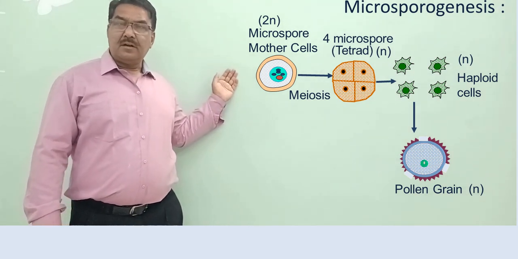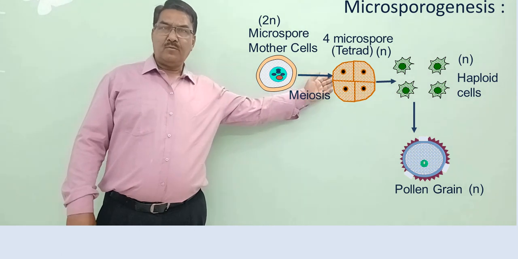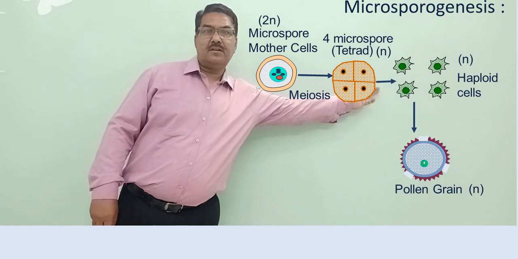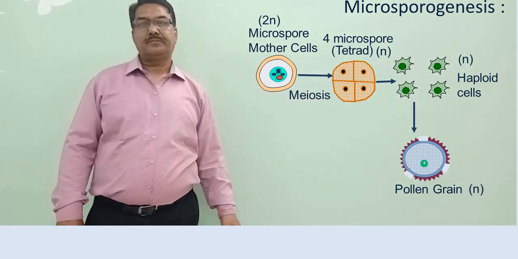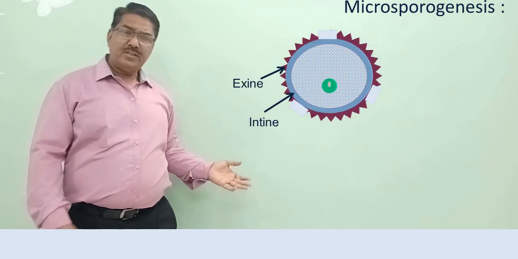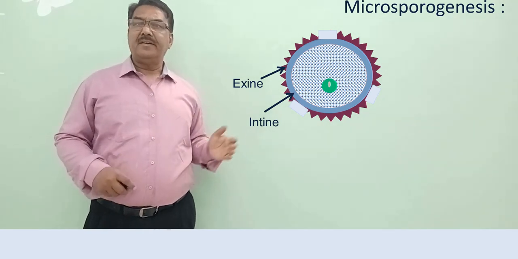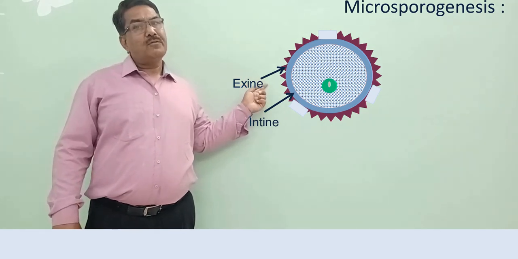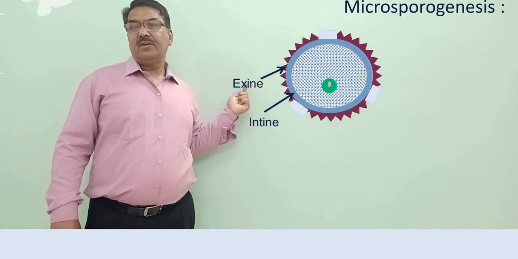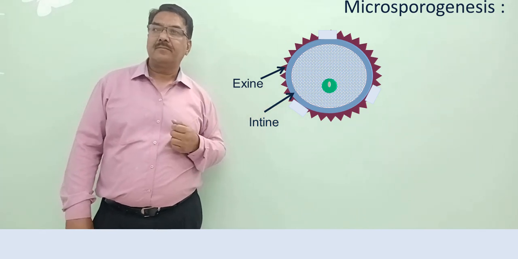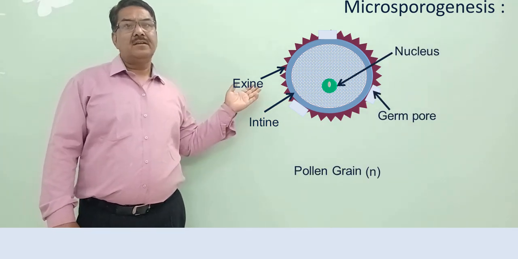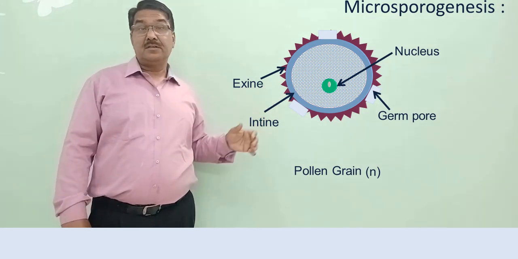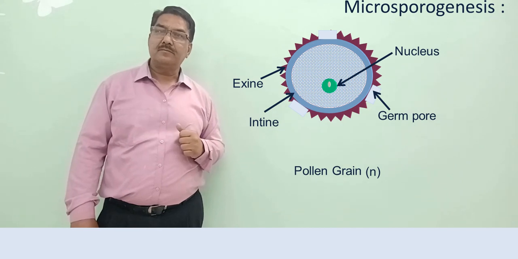The microspore mother cell undergoes meiosis and converts into four haploid cells, the tetrad. Each of these haploid cells converts into a pollen grain. The microspore is separated from the tetrahedral arrangement. They are surrounded by two-layered walls. The outer wall is called the exine and the inner wall is called the intine. The pollen grain is the first cell of the male gametophyte. All four nuclei in the tetrad remain functional to form the microspores.